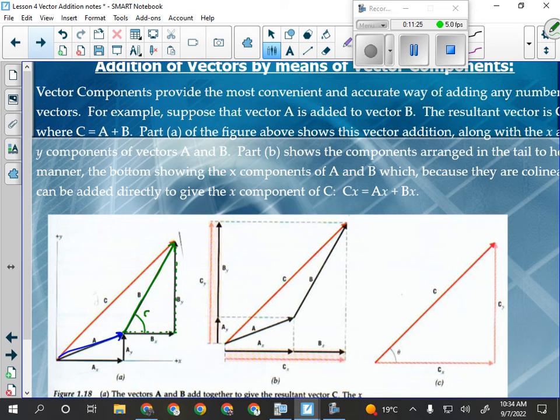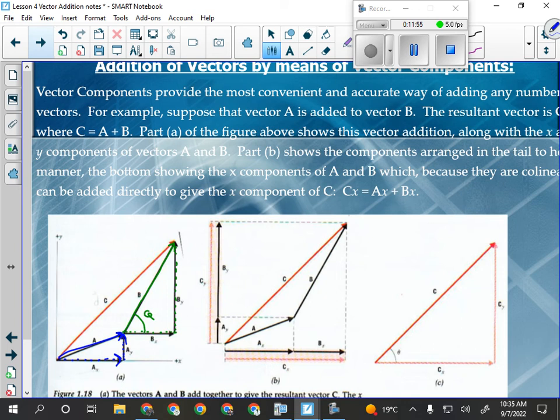So this would be my angle, okay? This would be the y component of B. This would be the x component of B. And similarly, this would be the x component of A, and this would be the y component of A. What do we call C? The resultant. Okay, it is going to be the hypotenuse of the final triangle, but it's still our resultant. It's what the sum of the other two vectors is.